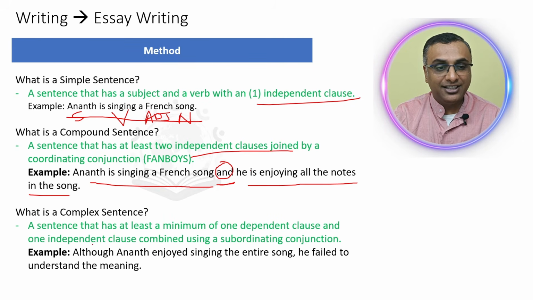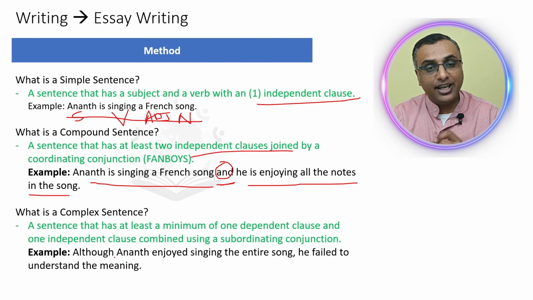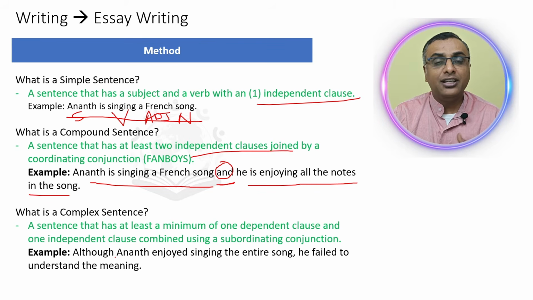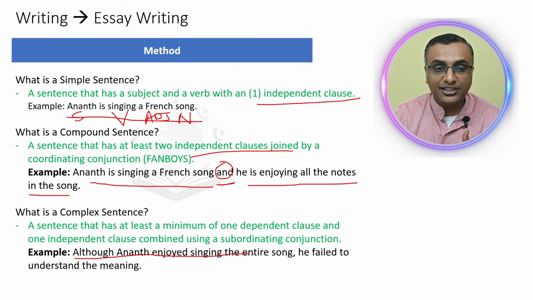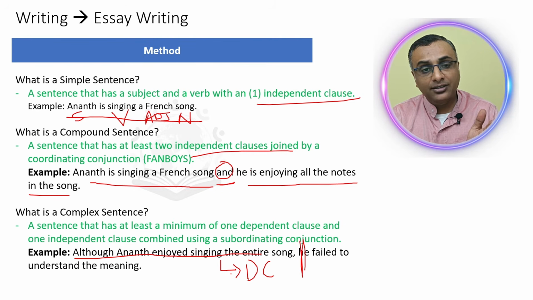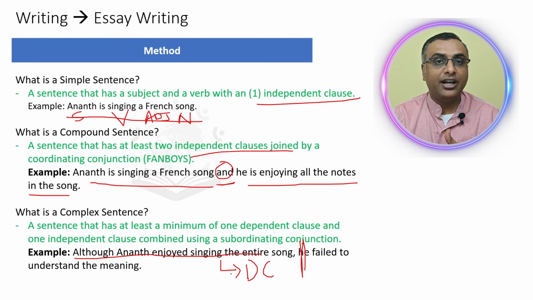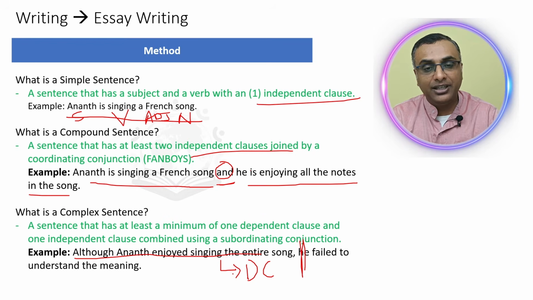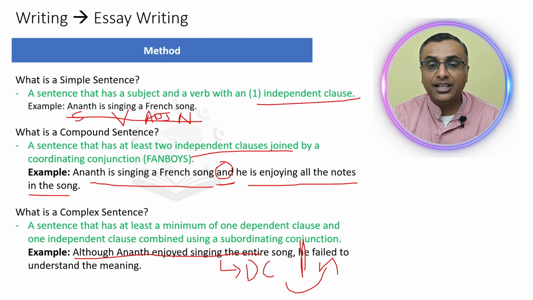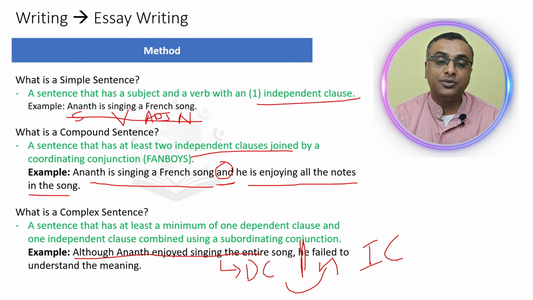Here I've written a sentence such as, although Anant enjoyed singing the entire song, he failed to understand the meaning. Here, what is the dependent clause? What is the independent clause? The first half of the sentence is a dependent clause. If I only stop the sentence here, although Anant enjoyed singing the entire song, it is not conveying the entire meaning. So it is dependent on this independent clause, which is nothing but he failed to understand the meaning.